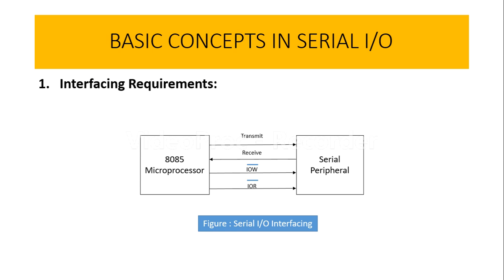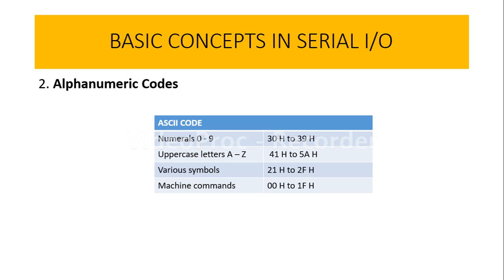For address decoding, the microprocessor can use either peripheral I/O or memory mapped I/O. One more point we should keep in mind is that the serial peripheral can be interfaced under either program control, which is nothing but the status check, or interrupt control.